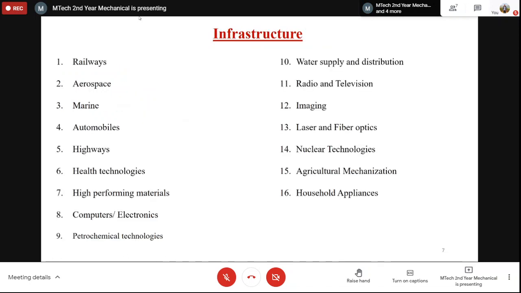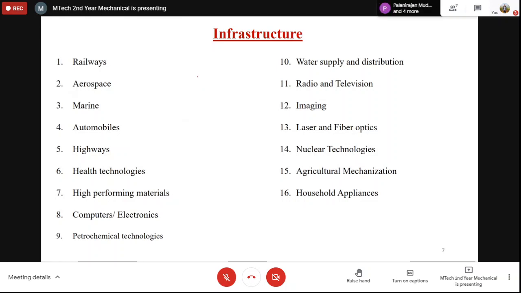In the last semester, we also studied engineering design for infrastructure. In that subject, we discussed infrastructure in a bit of detail: what different types of infrastructure there are, and what things come under infrastructure. Under infrastructure we have various fields, and almost all of these fields require the knowledge of welding or machining or automation.